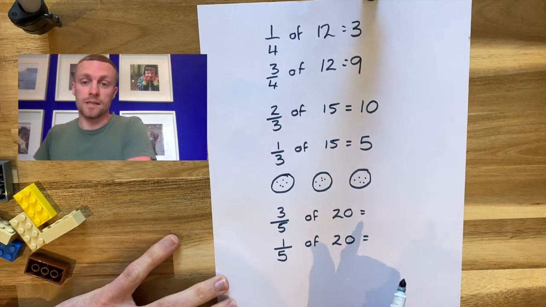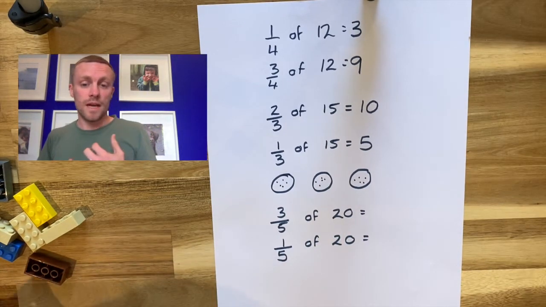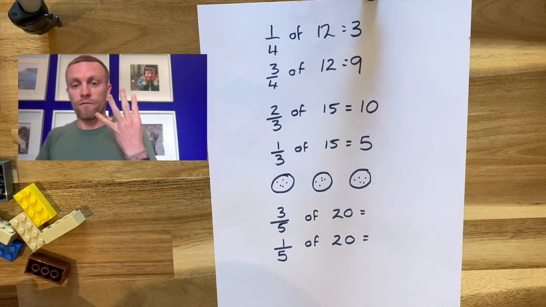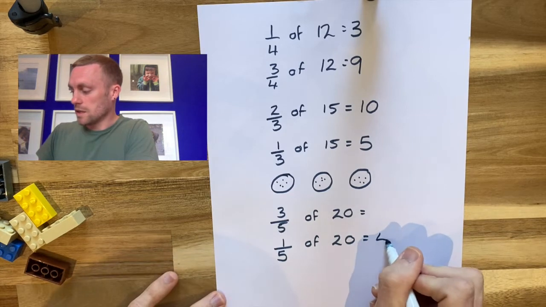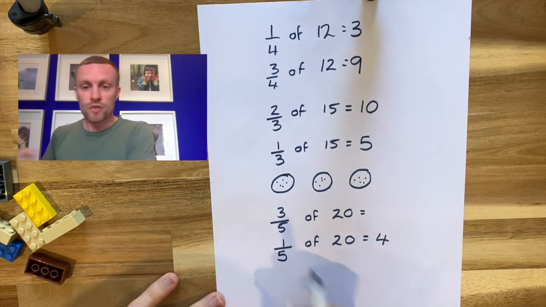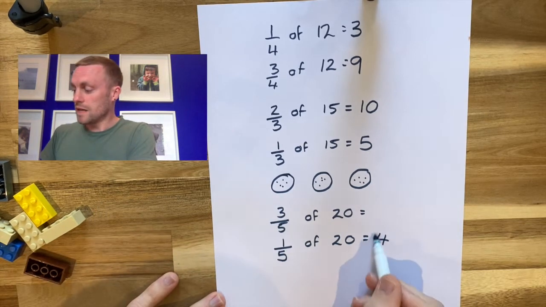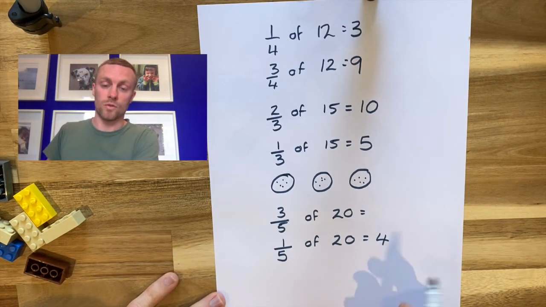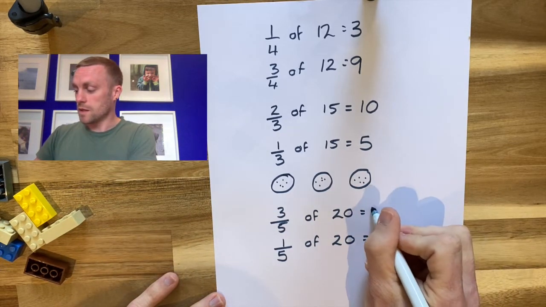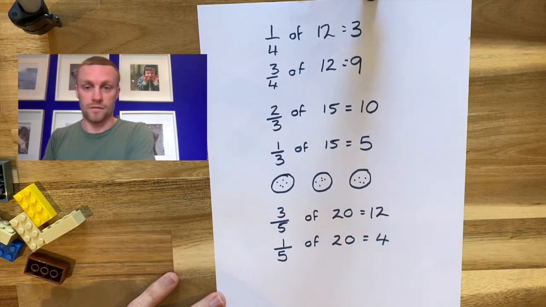And the way I do that is I use my times tables of counting in 5s. Let's see how many 5s there are in 20. 5, 10, 15, 20. So I've got 4 lots of 5 in 20. So 1/5 of 20 must be 4. And I want 3 of those. So I want 3 of these 4s. So if I count up in 4s, 4, 8, 12. So 3/5 of 20 is 12.